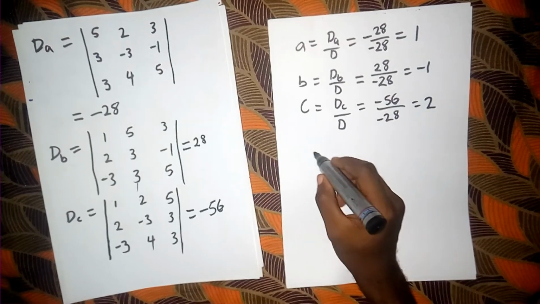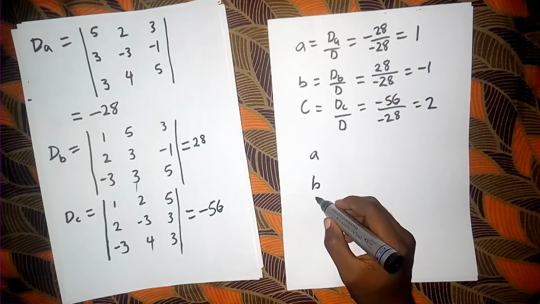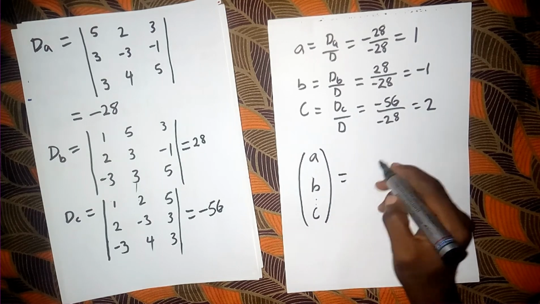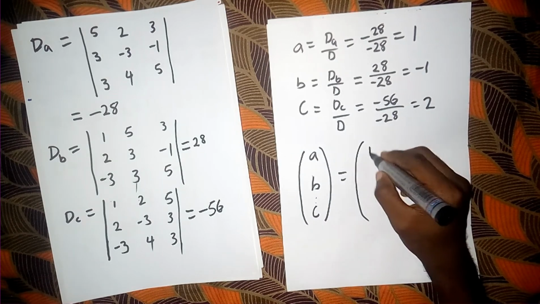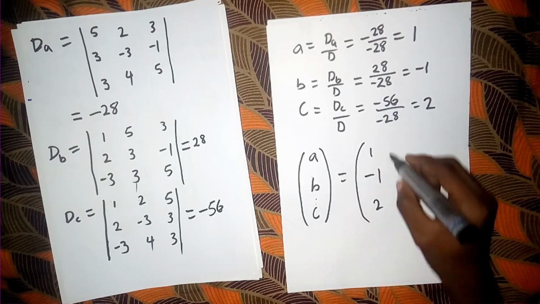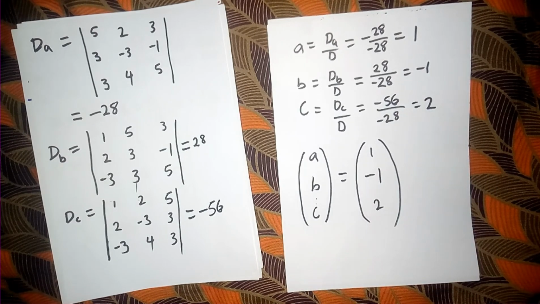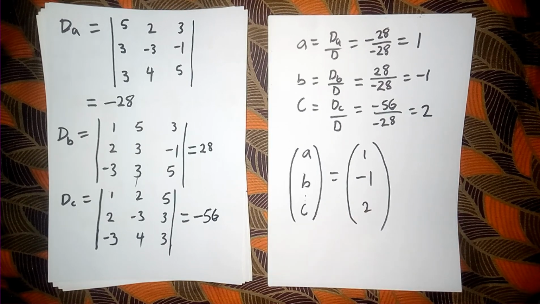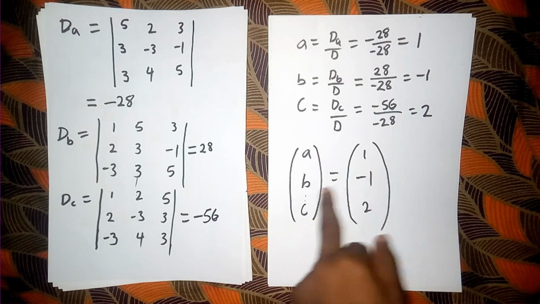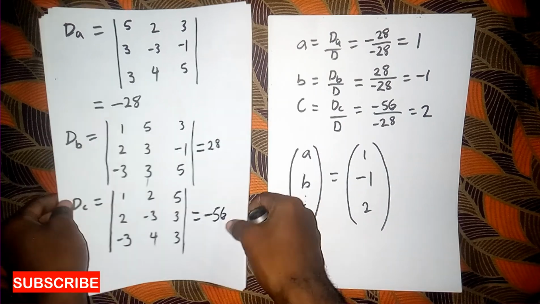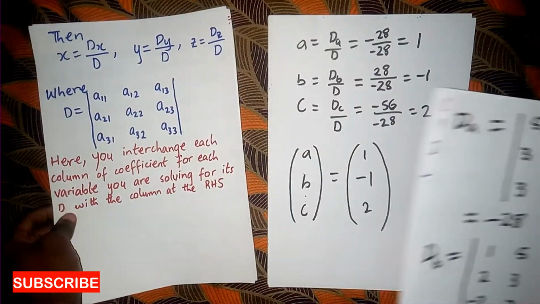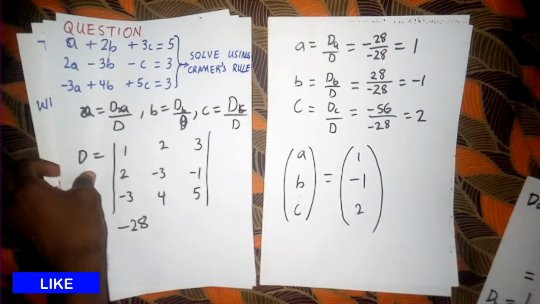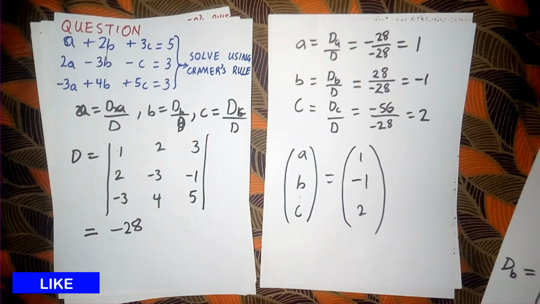So now our A, B, and C is equal to 1, minus 1, 2. This is our solution for the equation, where A is 1, B is minus 1, and C is 2. Those are the unknowns we are solving for in our equation. So that's it for Cramer's rule.